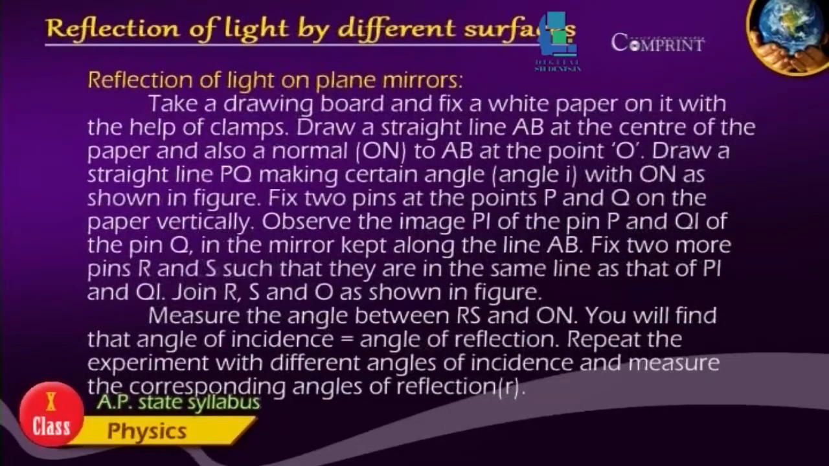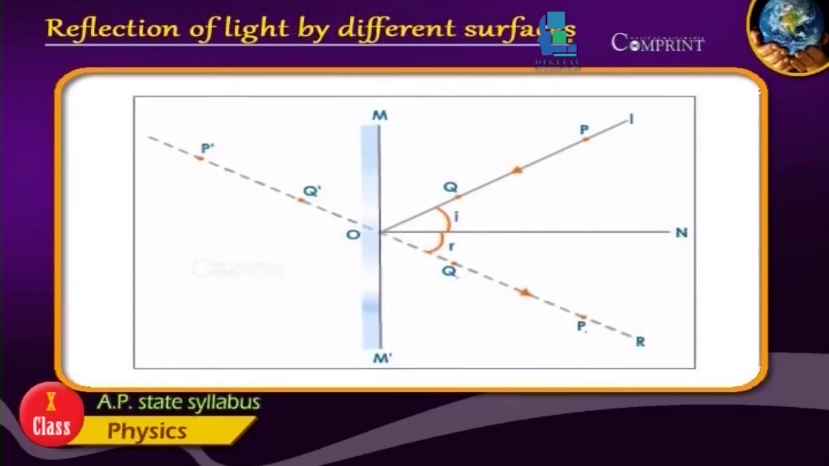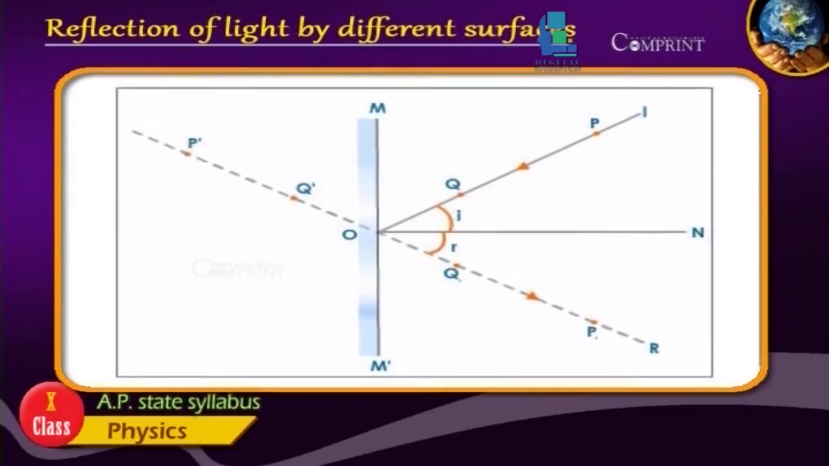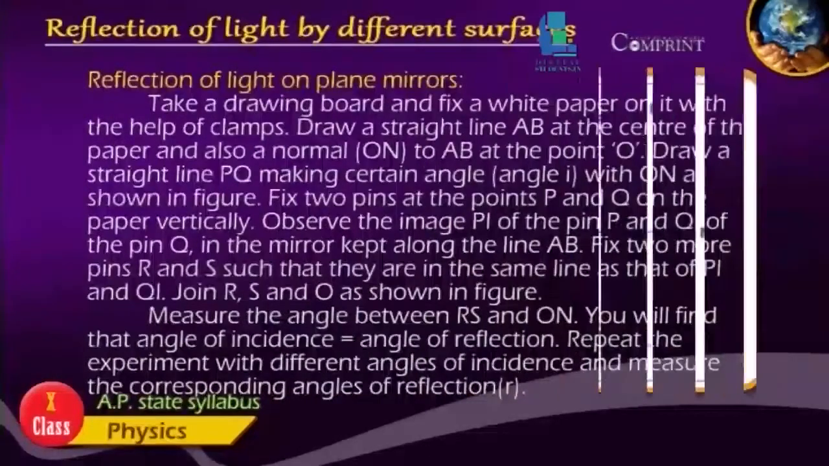Reflection of light on plane mirrors. Take a drawing board and fix a white paper on it with the help of clamps. Draw a straight line AB at the center of the paper and also a normal ON to AB at the point O. Draw a straight line PQ making a certain angle I with ON as shown in the figure.